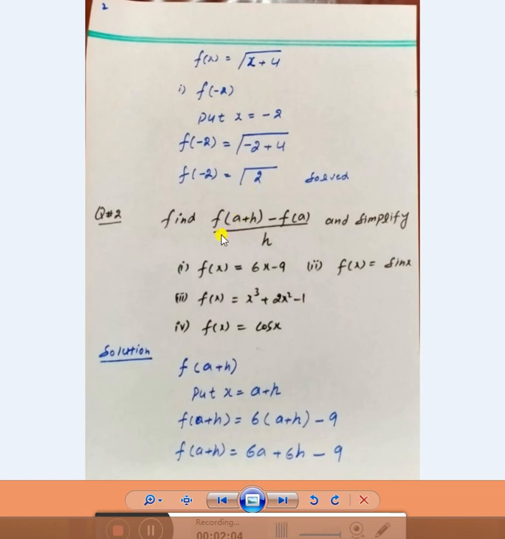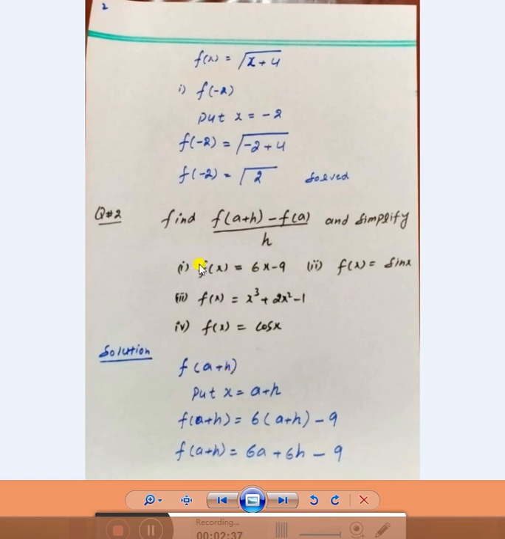The second question is: find [f(a + h) − f(a)]/h and simplify, for f(x) = 6x − 9, f(x) = sin x, f(x) = x³ + 2x² − 1, and f(x) = cos x. We need to find [f(a + h) − f(a)]/h. So students, first of all we need to find f(a + h).